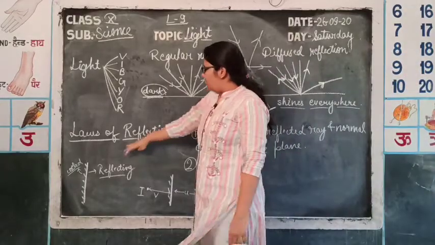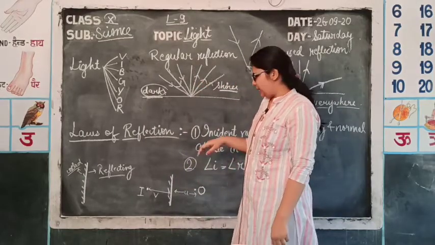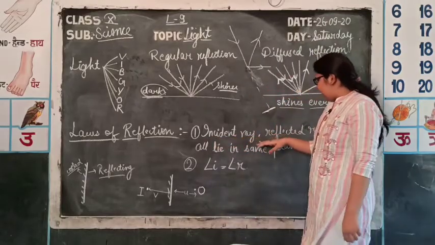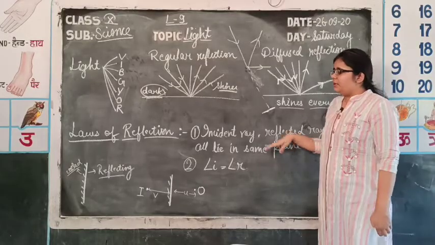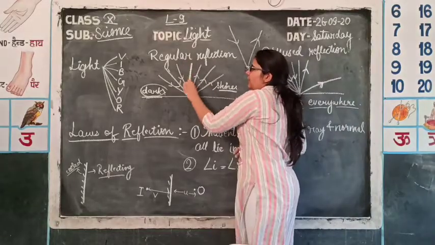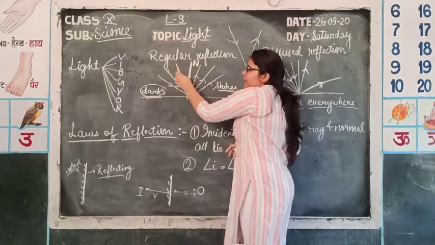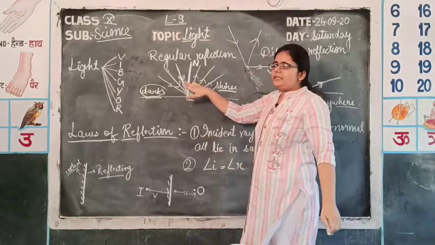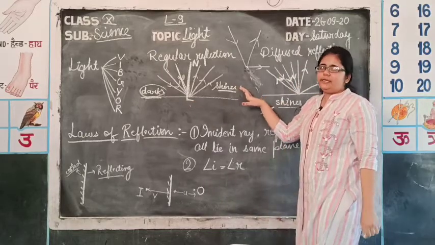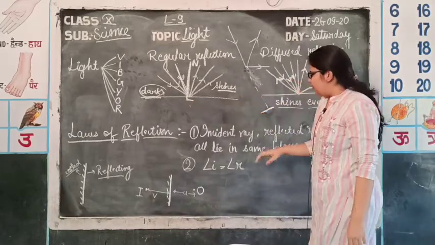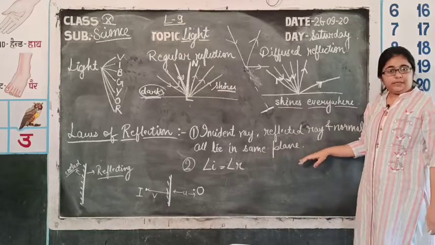Now, the laws of reflection, which are applicable for smooth surfaces, that is for regular reflection. First of all, the incident ray, reflected ray and the normal all lie in the same plane. This perpendicular line is the normal, and the light which is falling on the surface is the incident ray. After striking, it changes its direction, and that ray is the reflected ray. So, incident ray, reflected ray and normal all lie in the same plane.